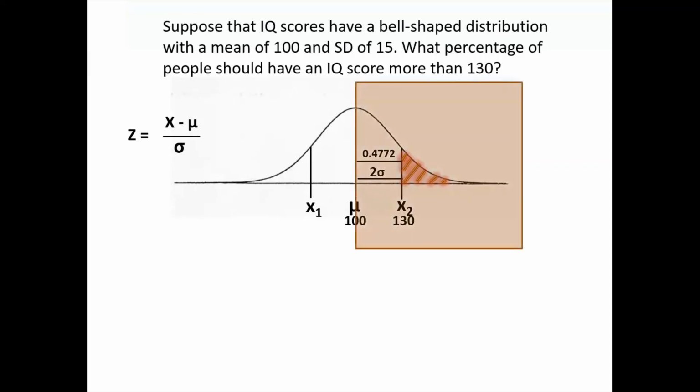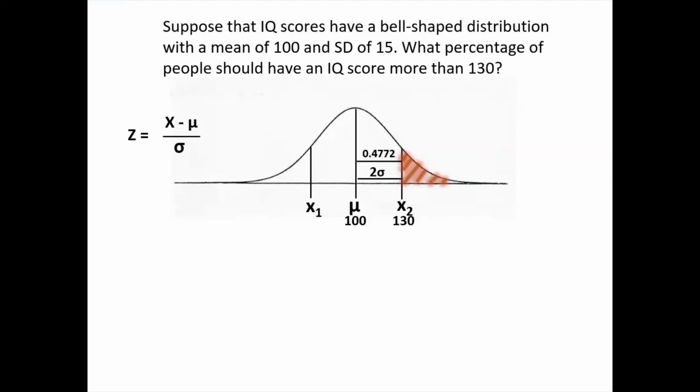0.4772. Now, as per the definition of the bell-shaped curve, my mu, the mean value, distributes my normal curve into two equal parts of 50%.